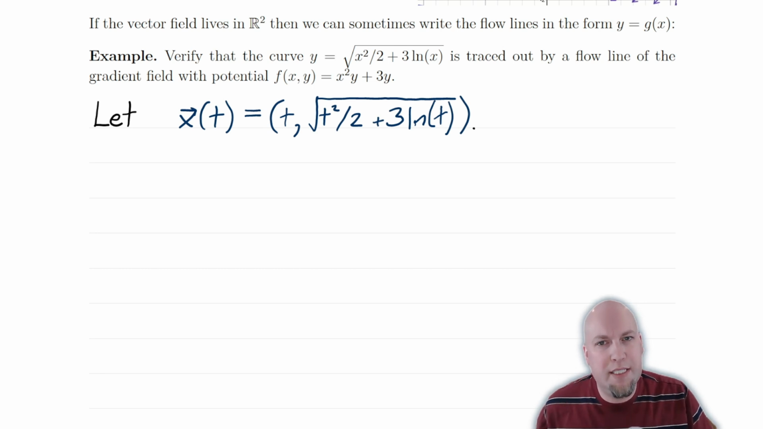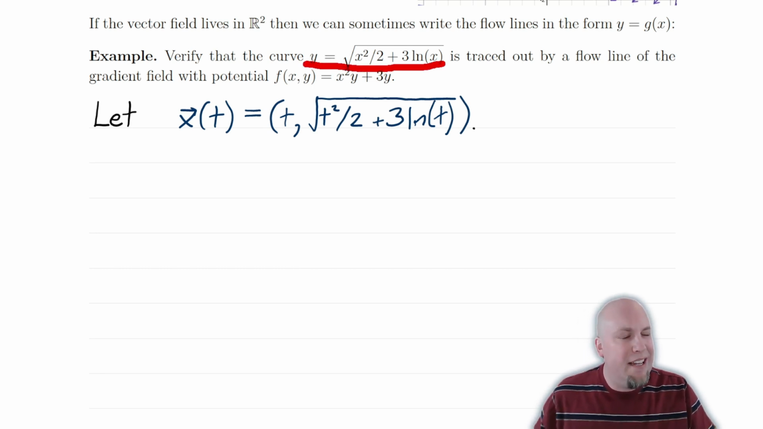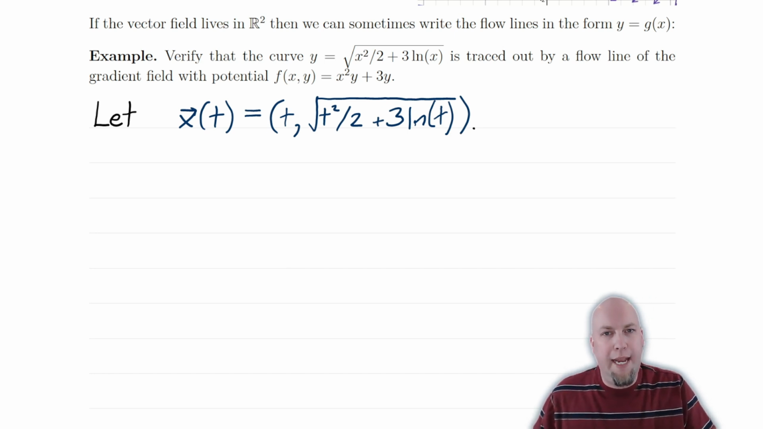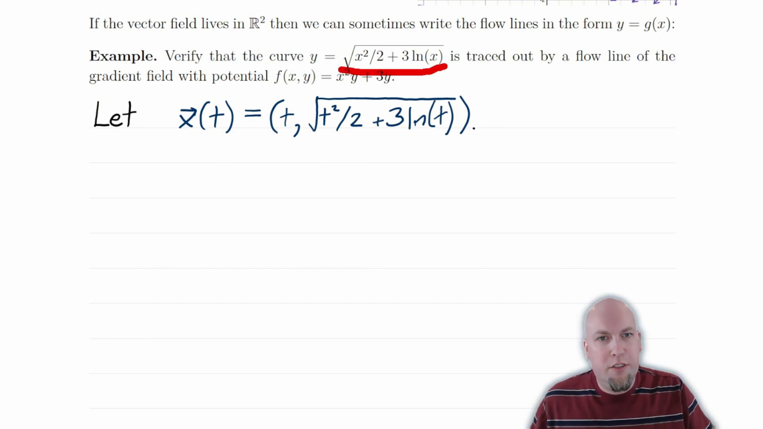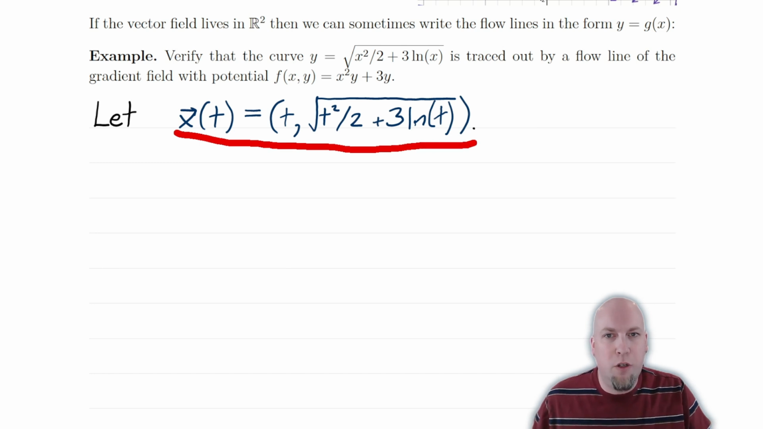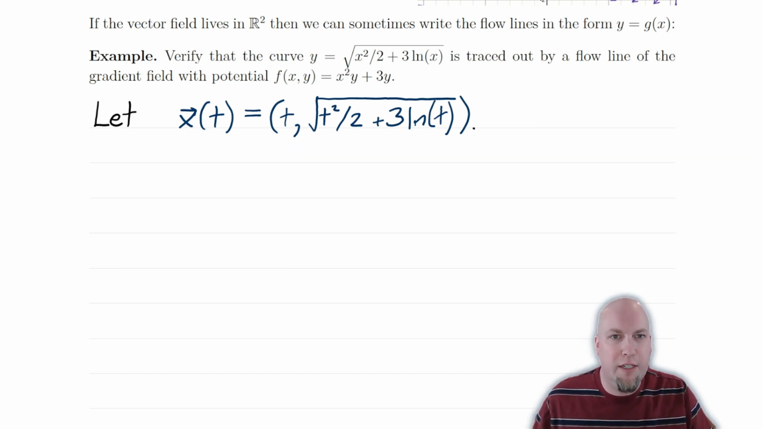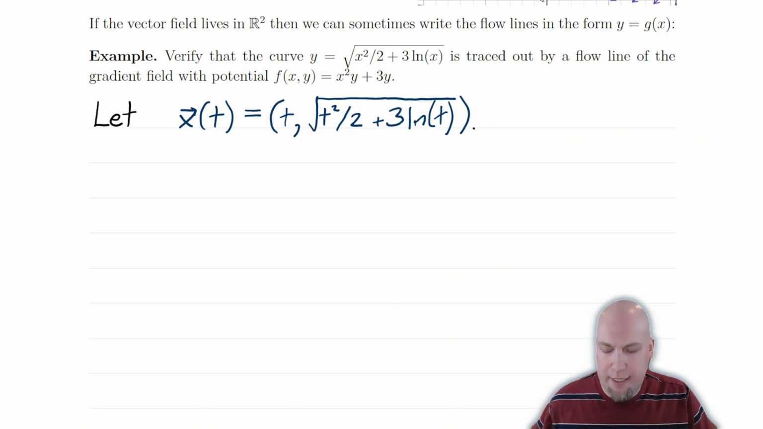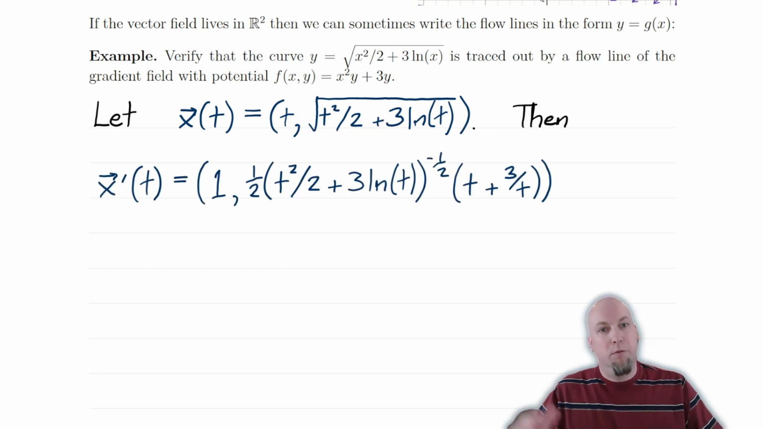So here's the curve. What's the path that traces it out? I'm just going to parameterize it in the usual way. I'm going to call x just t, and then the y entry is the same thing with all the x's replaced by t's. Now if I let t range over the domain of this curve, this path is going to trace out exactly that curve. Then what's the velocity vector?